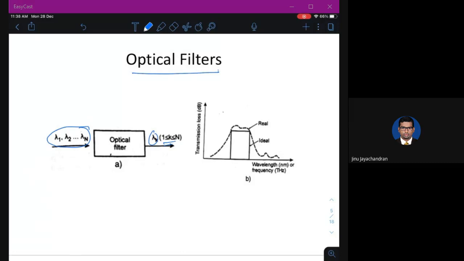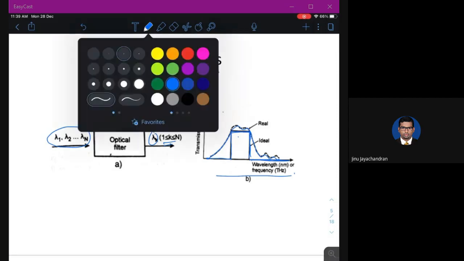Okay. So basically when you represent it using this kind of spectrum, you see that ideally the wavelength which you want to extract will have higher gain, and all the other wavelengths will have zero gain, so that you will have only the wavelength extracted. But in a real scenario, it will be something like this, where you will not be able to have an exact cutoff wavelength. Okay, some other wavelengths also will come into the picture.